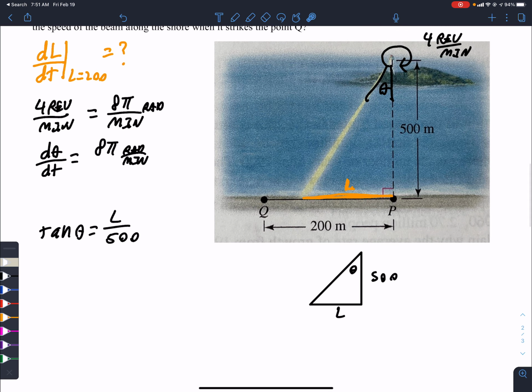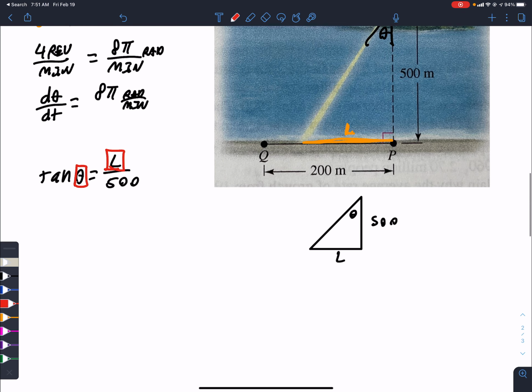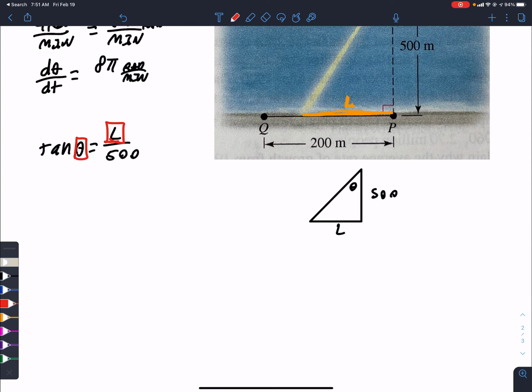Now, theta changes with time and L changes with time. So both of those are considered functions. So in our derivative, we treat them as box for our chain rule. What's the tangent of box? That's going to be secant squared box times derivative of box. I was actually hoping for a different type of trig function, but this will do. 1 over 500 is a constant, and the derivative of L, by definition, is dl dt.